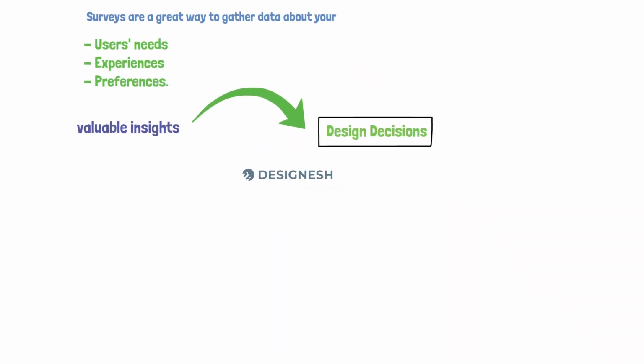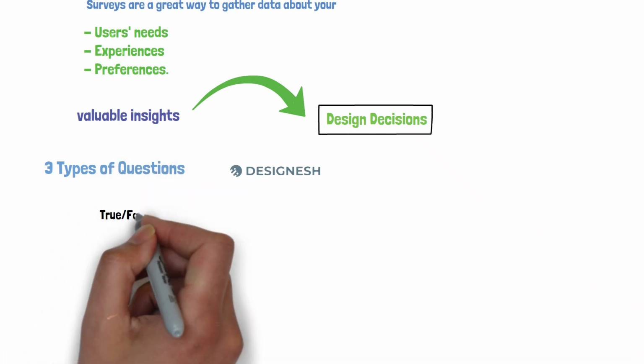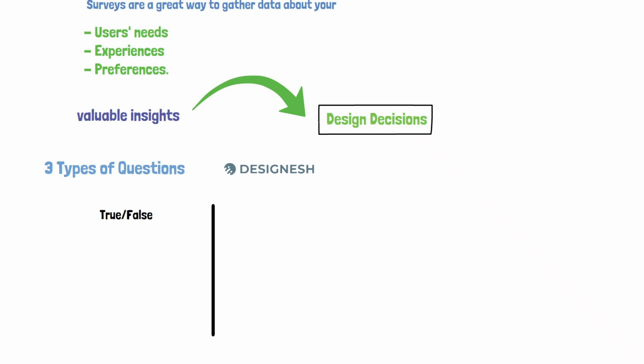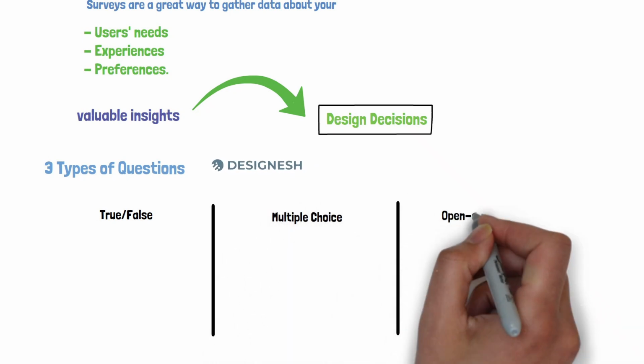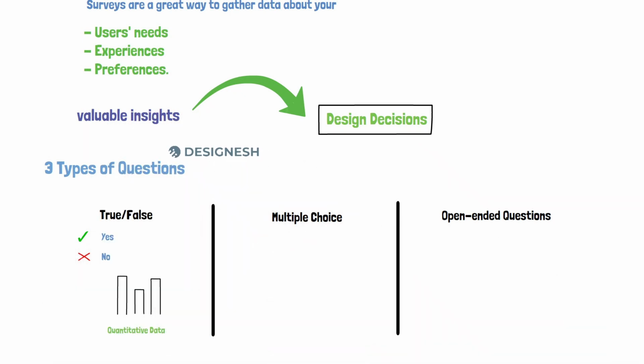In this survey that we are going to create, there are basically three types of questions. The first one will be true false, second, multiple choice questions, and third is descriptive questions or open ended questions. In the section of true false questions, users will be asked questions where they will have to answer either yes or no. We will get a quantitative type of data from these true false questions.